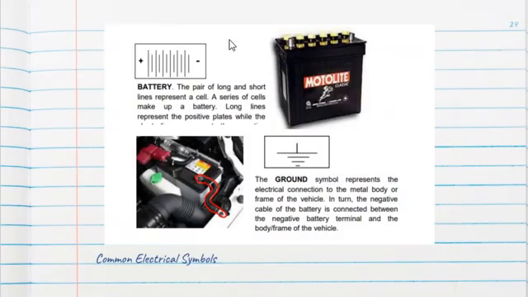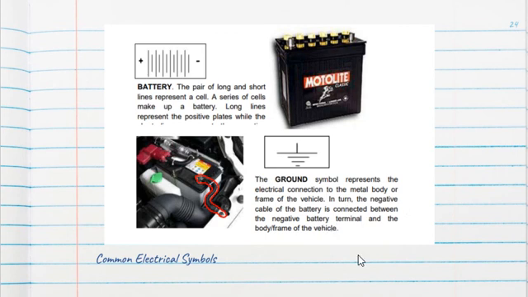All right. Then we also have here the battery. So here is the symbol for the battery. The pair of long and short lines represents a cell, so a series of cells makes up a battery. Long lines represent the positive, while the short lines represent the negative. And we have here the ground symbol. It represents the electrical connection to the metal body of the frame of the vehicle.